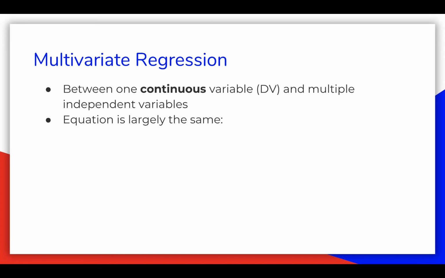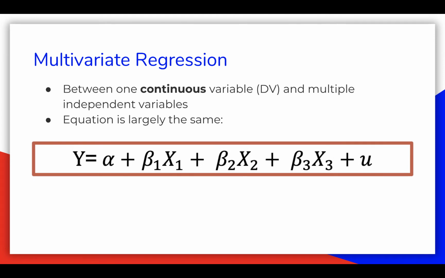but you'll also be controlling for other things that you think might affect your dependent variable. The equation, though, is largely the same, and every time I bring up the equation, people are frightened. Don't be frightened. So what we can see here, y is our dependent variable. It equals alpha, which is our intercept, beta 1.